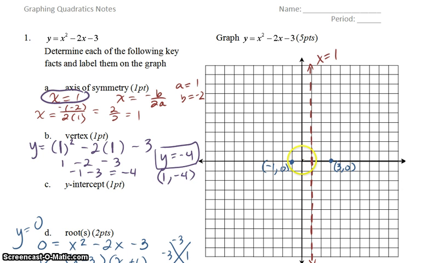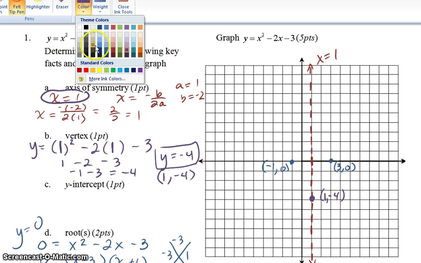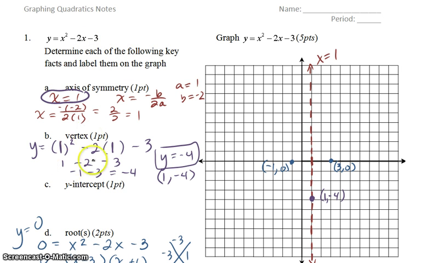And I'm going to go ahead and plot that. So starting at 0, over 1, down 4, (1, negative 4), done. Now, the one other thing it asks for, the additional piece of information, is my y-intercept. The y-intercept is at c. So what we remember is it's (0, c), and c is negative 3.